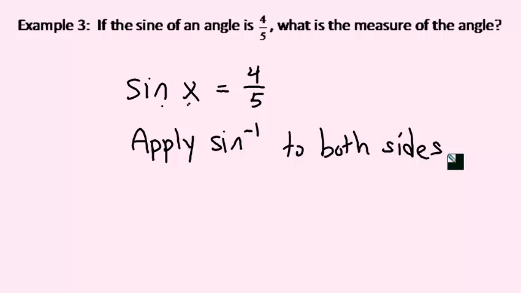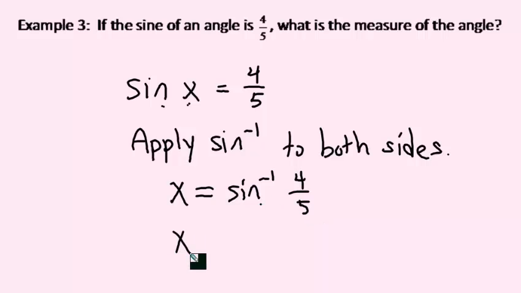We're going to apply inverse sine to both sides of this equation. When I apply inverse sine to the left side, I quote-unquote cancel out the sine function. That just isolates the x for me. When I apply sine inverse to the right side, I literally have sine inverse of 4/5. This is a great calculator problem.